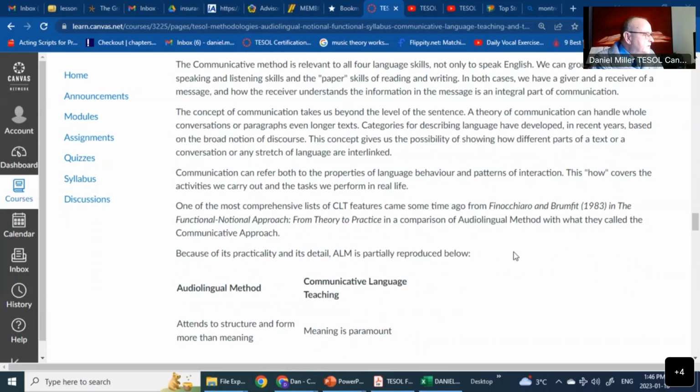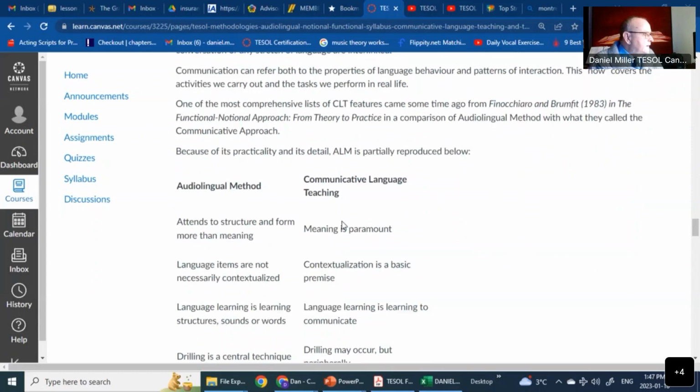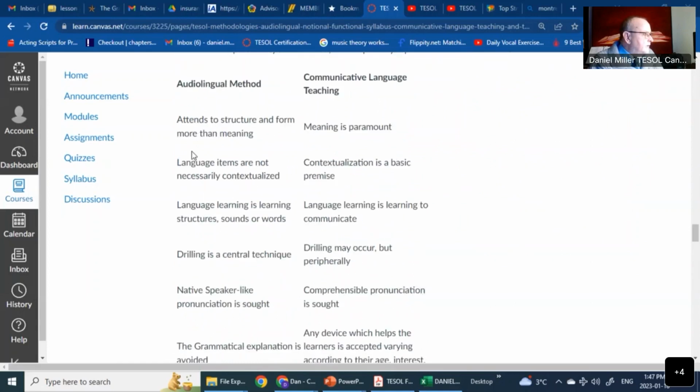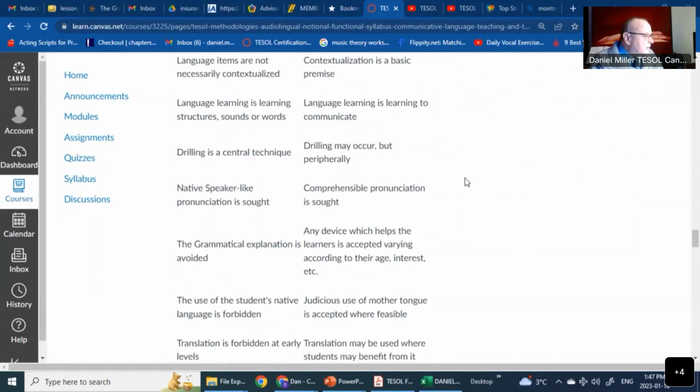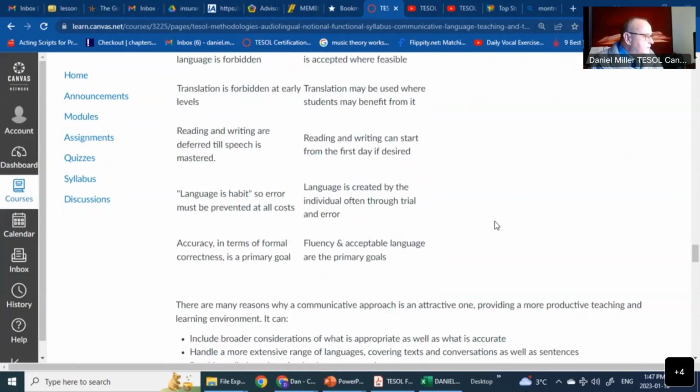One of the most comprehensive lists of CLT features came some time ago from Finocchiaro and Brumfit in 1983, in The Functional-Notional Approach: From Theory to Practice, in a comparison of the audio-lingual method with what they called the communicative approach. And here's this chart again that compares ALM and CLT. So I'm not going to go through this chart in detail. I'll let you look at that chart yourself on the Canvas platform.